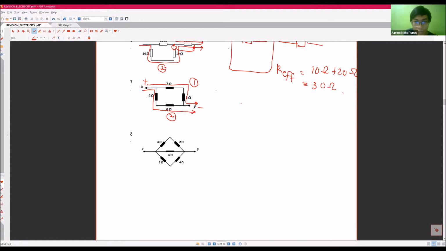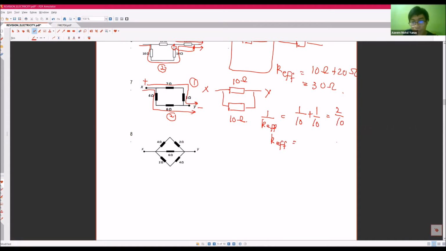So if we redraw that, it will become like this. And then the second one will become like this. Okay, so this is the X and then this is the Y. So basically for series we just add up 7 and 3 to become 10 ohm, and the series below it we also need to add up 4 and 6, also 10 ohm. And now we have a very simple parallel arrangement, so we can use 1 over REFF equals 1 over 10 plus 1 over 10, which becomes 2 over 10. We need to flip it, 10 over 2 becomes 5 ohm. So this is the final answer.